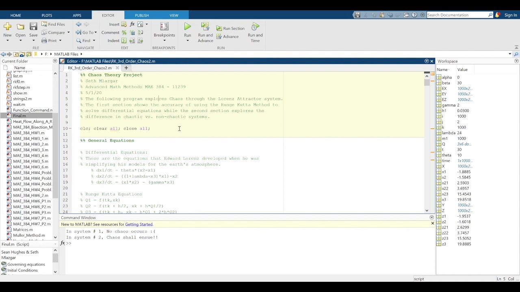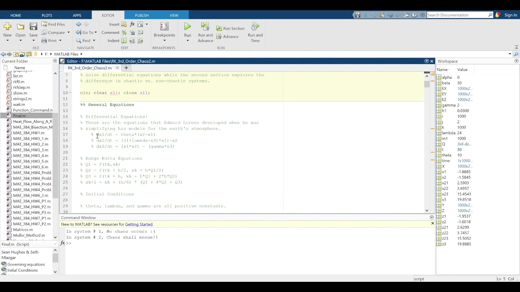The first thing to know about the Runge-Kutta method is that it's used to solve ordinary differential equations. These equations that I'm going to be using in this model are shown right here. These are the differential equations that were developed by Edward Lorentz to model weather patterns, and we'll talk about that a little bit later on in the video. The big thing to know about the Runge-Kutta method is that it has different orders. There's second order, third order, fourth order Runge-Kutta methods. And the fourth order is probably the best one to use because it's going to be the most accurate with the least amount of work.